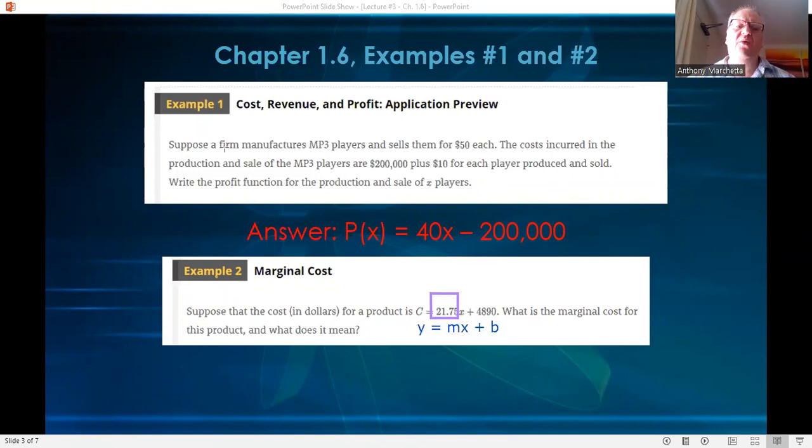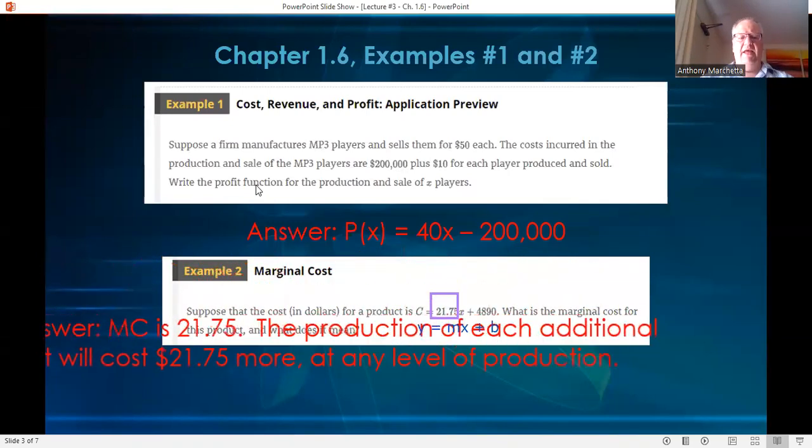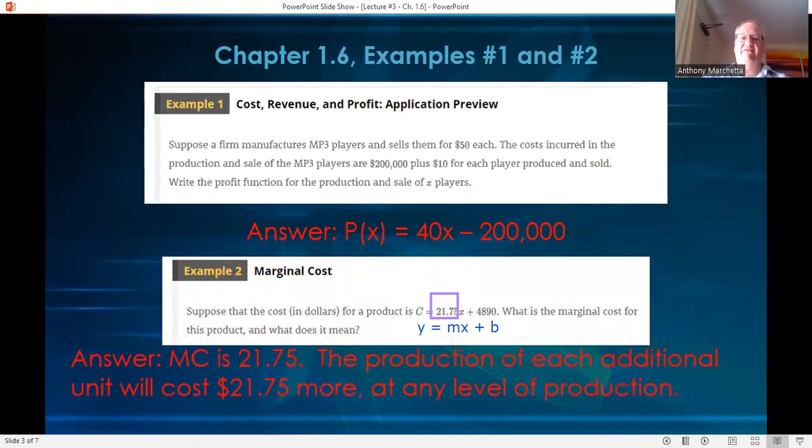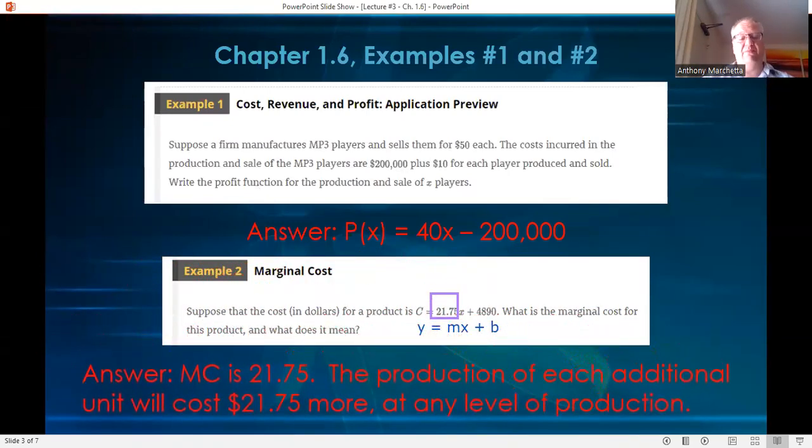But what does it mean? Well, let's talk now about what it means. And I'm going to show you a funny statement here, and I want you to try to follow with me about it. The marginal cost is $21.75. Why? Because it's simply the slope of that function. The production of each additional unit will cost just that much more at any level of production.